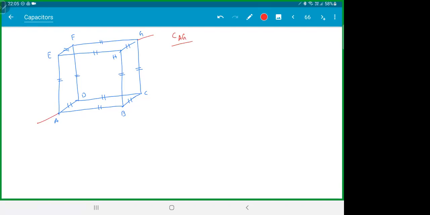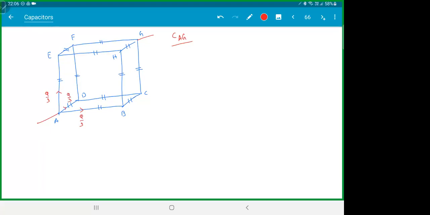Whenever you try to find a symmetry, understand this. When you're going from A to G, how can you go? The charge has to go from A to G, so how will it flow? It can go from A to B, from A to D, or from A to E. Aren't they all three symmetrical? That means the charge will flow as Q by 3, Q by 3, Q by 3, no?